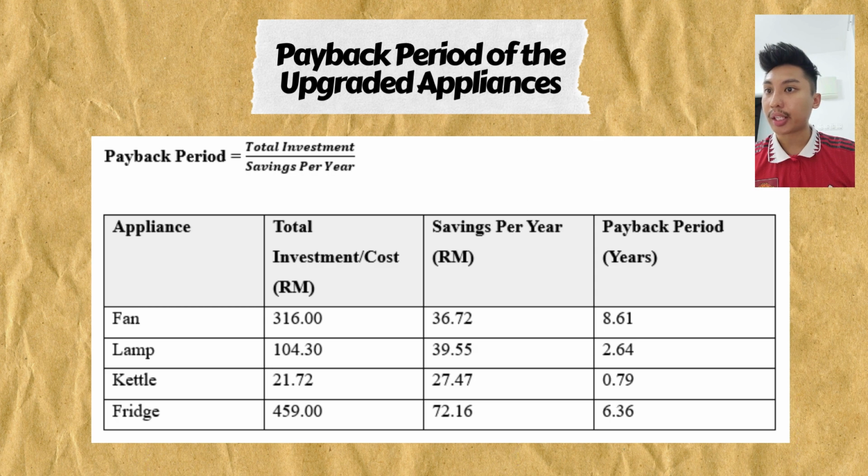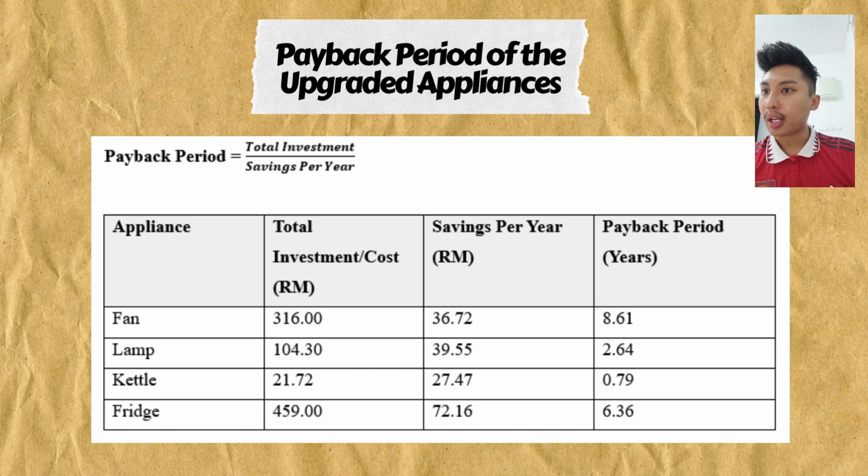Third investment is the electric kettle. The cost of replacing our old electric kettle is only 21 ringgit 72 cents. I found this kettle on Shopee. This is quite good for the price. The savings per year of this new appliance is 27 ringgit 47 cents, which is more than the investment cost. This is definitely the best investment out of all because the payback period is only 0.79 years, which equates to only 9.5 months, less than 1 year. You will be rich by buying this appliance.